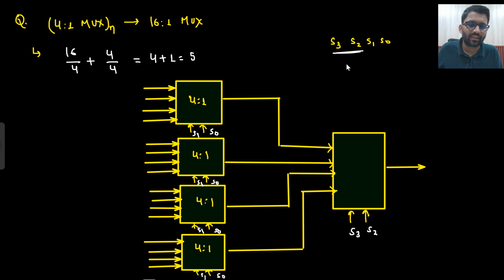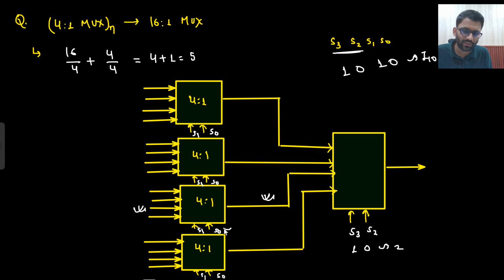Okay, let's take a random example: 1010. What do you expect? I10. Where will I10 be? 0, 1, 2, 3, 4, 5, 6, 7, 8, 9, 10. This we will be expecting. Let's check that out. S3, S2 is 10, which means 2, so they will be looking at I0, I1, I2. And S1, S0 is 10, which is also equal to 2. So this will travel down to this one. So you are getting the correct answer.